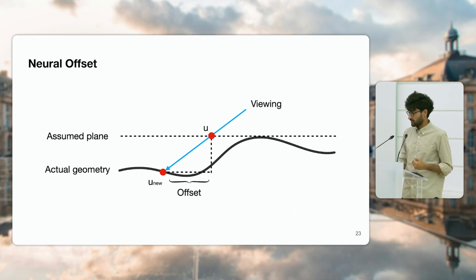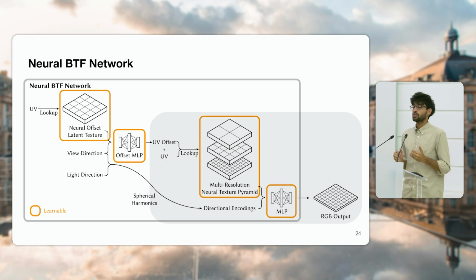a new location. So like in NUMIP, the basic idea behind the neural offset is that it allows us to model the difference between an assumed planar geometry and the actual microgeometry on the surface. The second component is the appearance decoder. It queries a multi-resolution neural texture pyramid at the warped coordinate, concatenates features across all levels, combines them with the directional encoding to predict RGB appearance via an MLP.